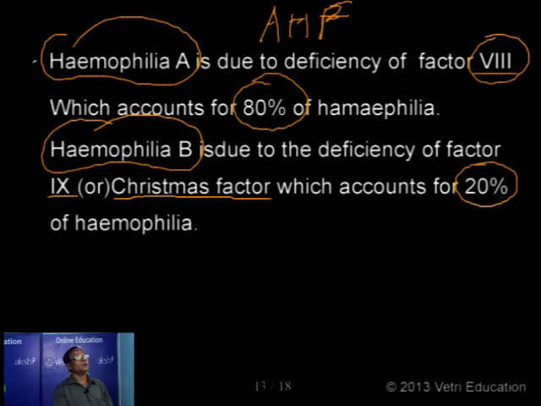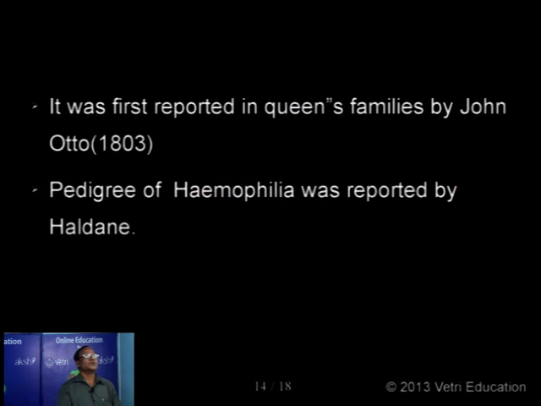It also follows recessive X-linked inheritance, as in the case of color blindness. And again, who was the first person to report it? John Otto, in Queen Victoria's family. But the pedigree of hemophilia was first reported by Hawley. Color blindness, Horner; this one, Hawley.